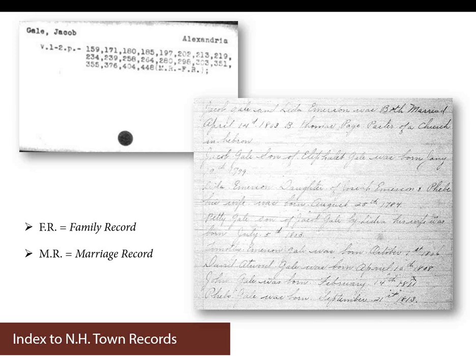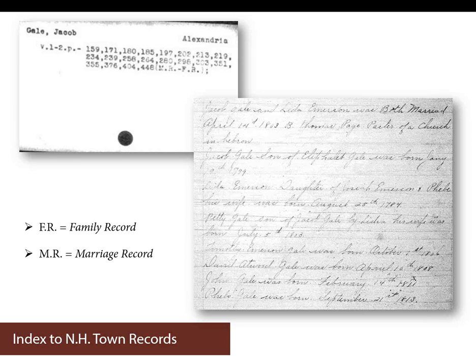Or you may have it singled out and find the actual marriage record for the bride and the groom recorded in the records, as in the case here for Jacob Gale, who is listing all of his kids. So they tell me here that Jacob Gale and Lydia Emerson were both married in 1803 by Reverend Thomas Page.